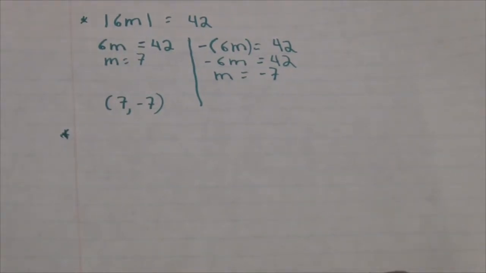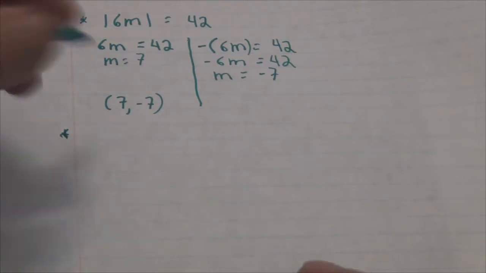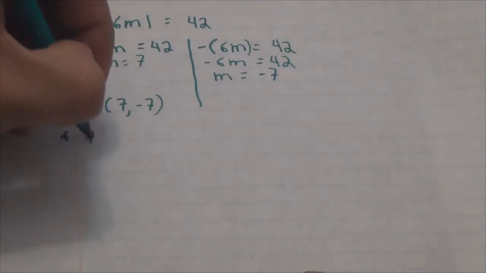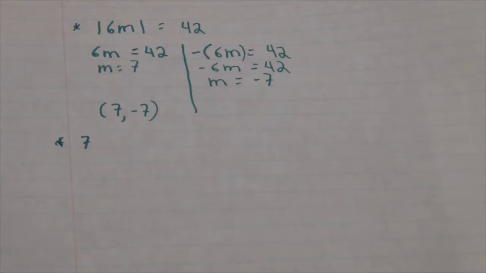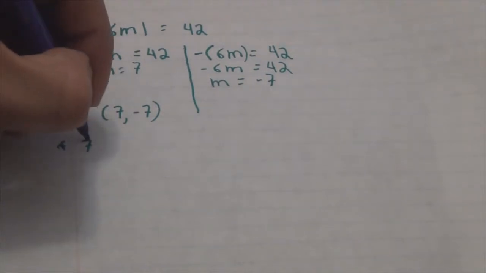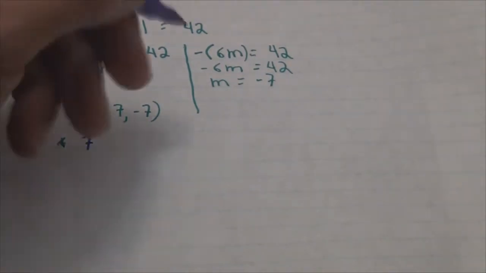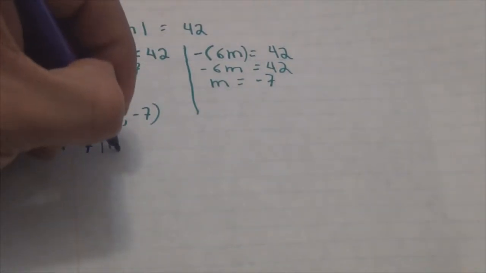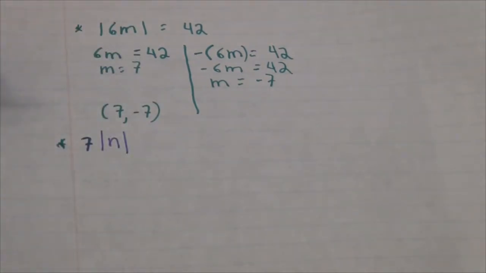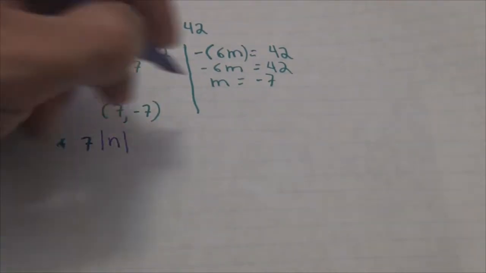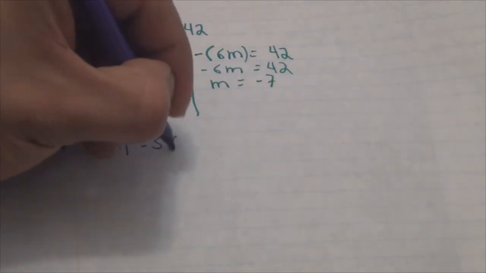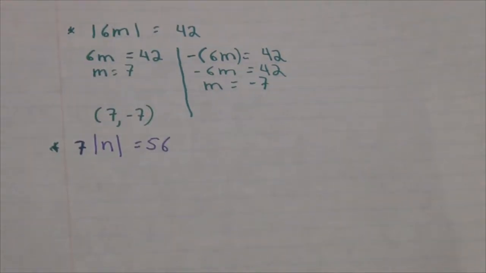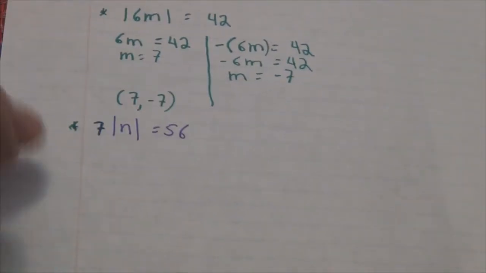Let's have something a little more difficult. Okay, let's have 7. Let me try a different color, so you know it's a different problem. I'm not saying that you're not smart, I'm just saying. So 7 times the absolute value of n equaling, I don't know, 56. Okay, so how do I solve this?